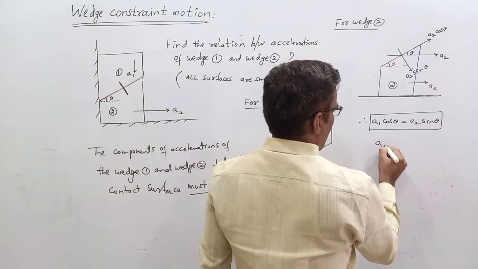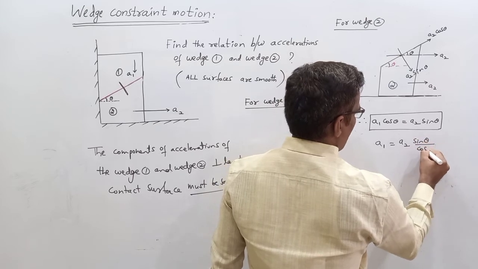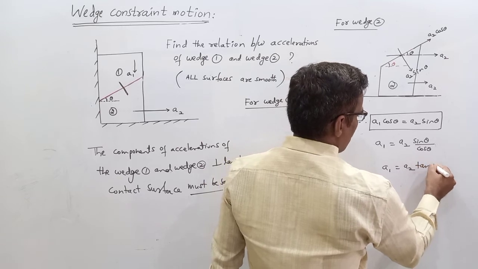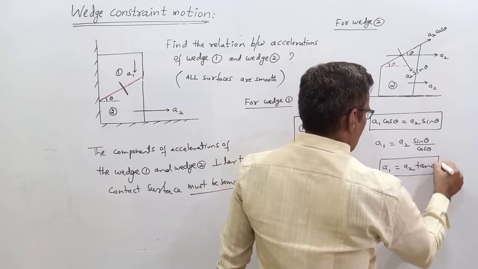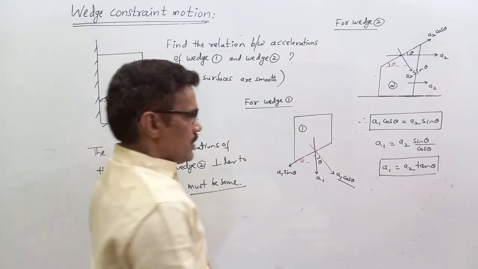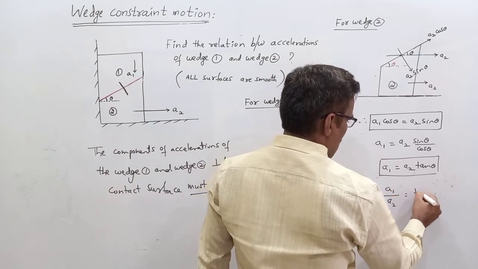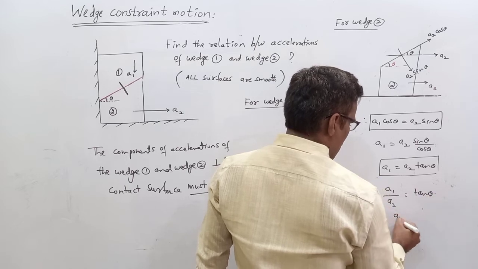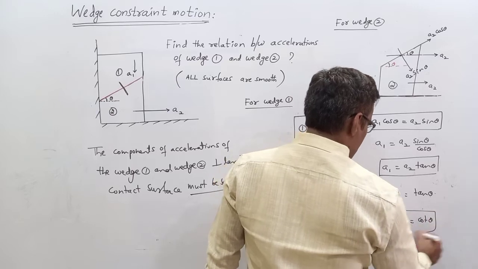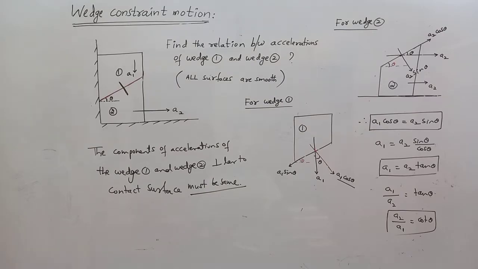After that, A1 is equal to A2 sin theta by cos theta, so A1 is equal to A2 tan theta. This is the relationship between the accelerations of wedge 1 and wedge 2. Then A1 by A2 is tan theta, and A2 by A1 is cot theta. These are the relationships between them. Okay? So write it all down.